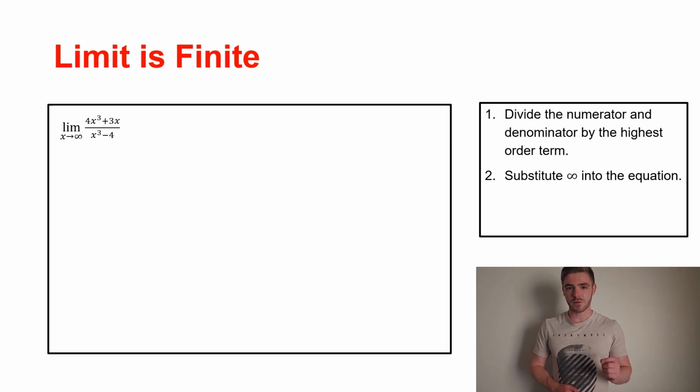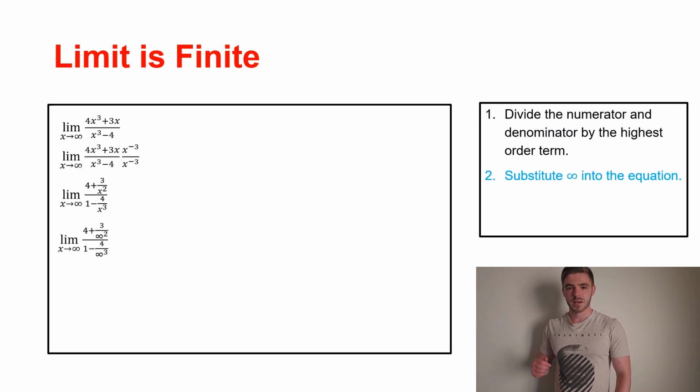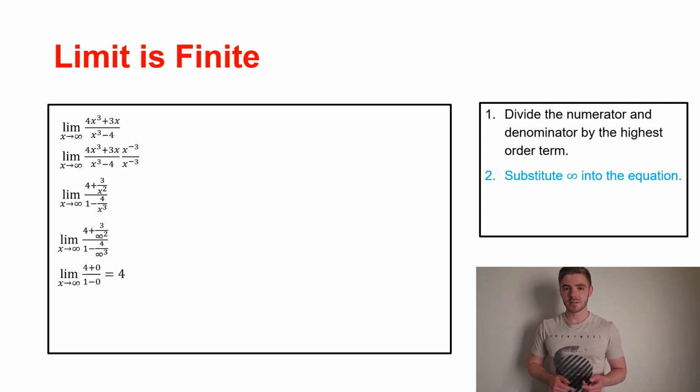In this case, the degree of the numerator is the same as that of the denominator. So we expect a finite, non-zero limit. So we'll divide by the highest order term and then substitute x equals infinity. After some simplification, we see that the limit of this polynomial as x approaches infinity is going to be 4.